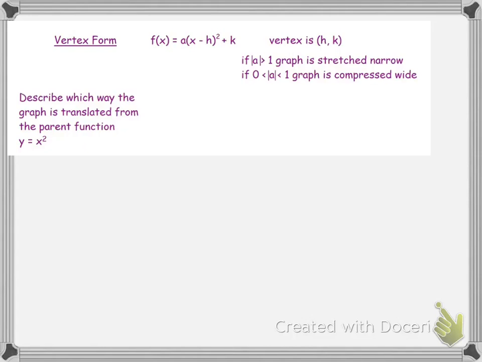It tells us whether it's opening up or down and whether it's stretched narrow based on whether the absolute value of A is greater than 1, or whether it's compressed wider if the absolute value of A is between 0 and 1. What you do need to know is that the H shifts it horizontally, and the K shifts it vertically.